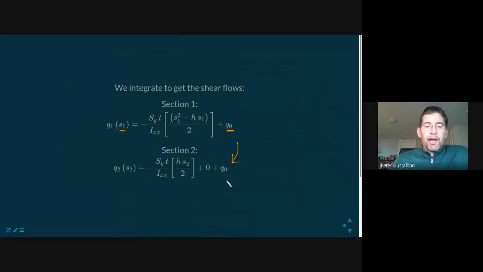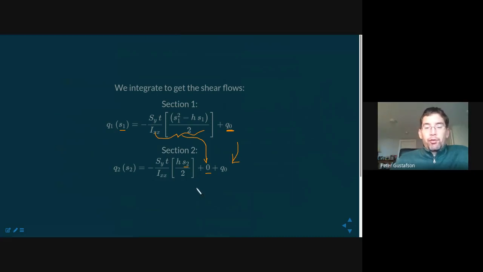So this transfers down. And then q2 was constant with regard to y, so you integrate with respect to s and you get just the value s now, so it's linear with respect to s, minus s1t over ix hs over 2 plus 0. So this was this portion here evaluated at s1 equals h is what comes down there.